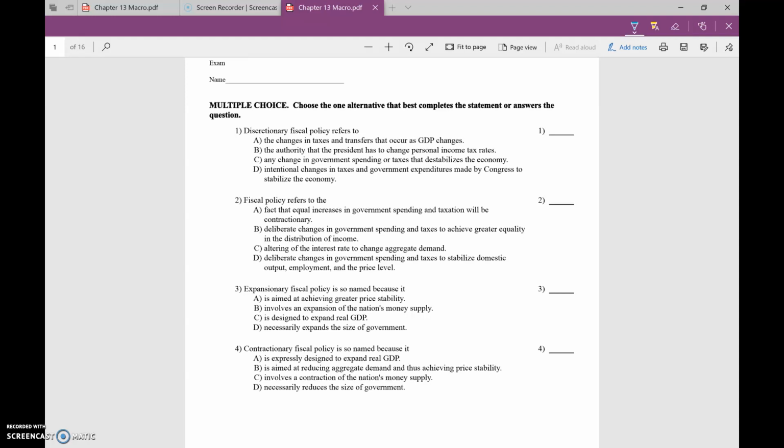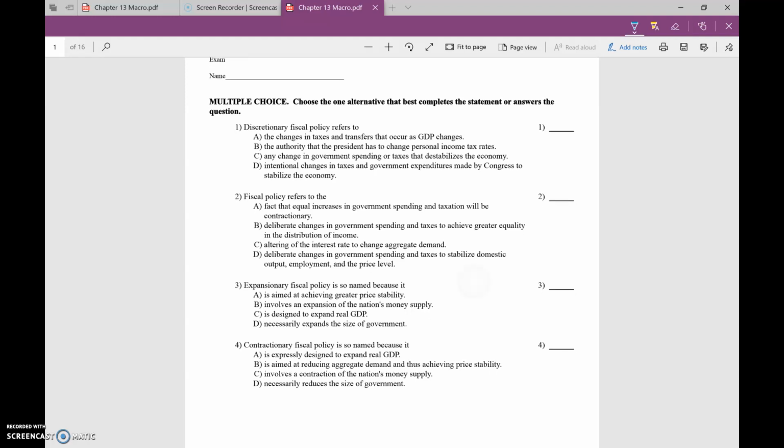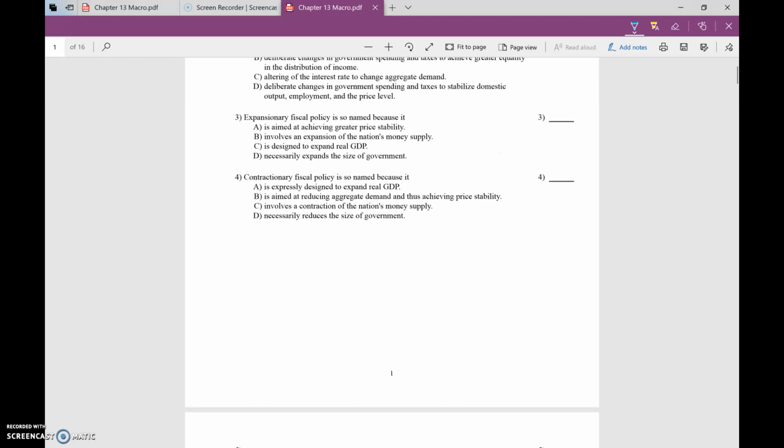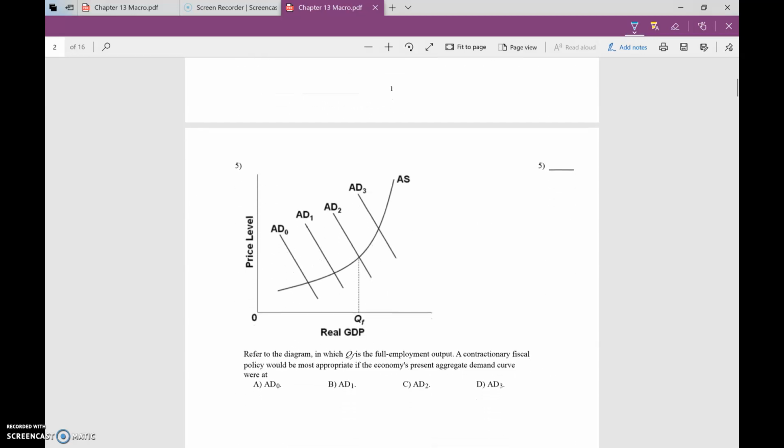Hey everyone, let's take a look at Chapter 13 review. Most of the questions, all of them, are multiple choice. I'm just going to look at some of the critical questions.